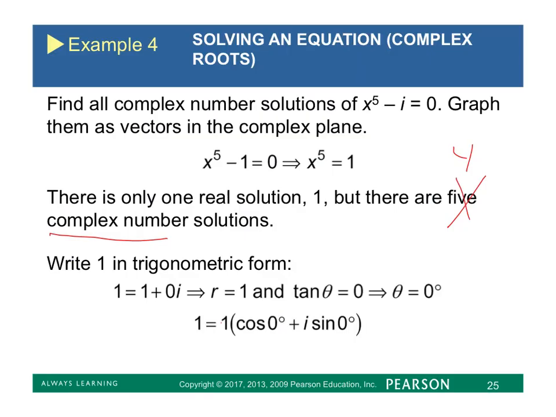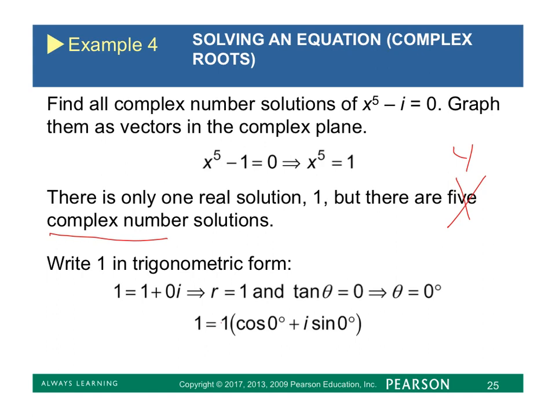Example 4, find all complex number solutions of x to the 5th minus 1 equals 0. Graph all these vectors in the complex plane. And you'll notice I have a mistake right over here. I thought he had a mistake. I was thinking there wouldn't be 5 complex. I'll give you a reason why I wasn't thinking so. I know I'm wrong now because I'm thinking about my x to the 5th minus 1.